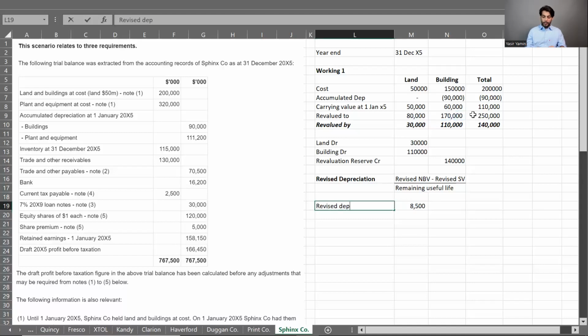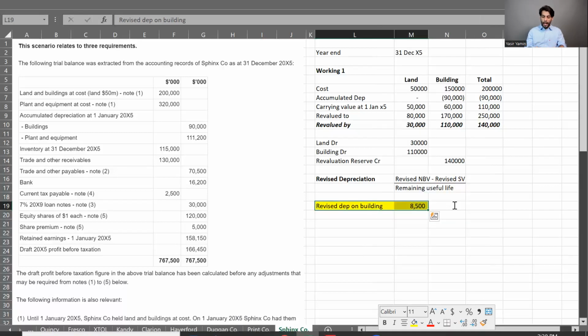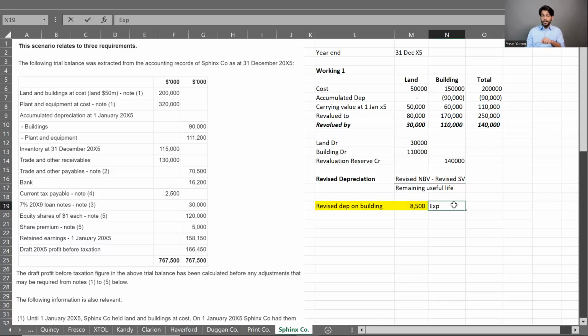Now remember, guys, this revised depreciation on buildings is an expense. While we are making our schedule of adjustments, this will be reported as an expense in our books. So it will reduce our profit.